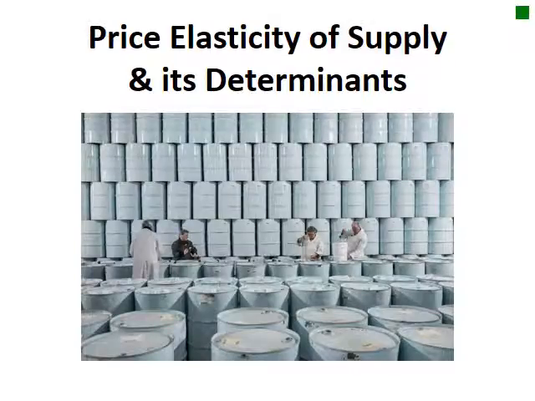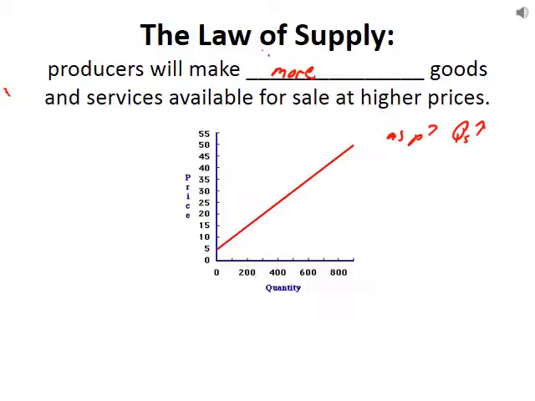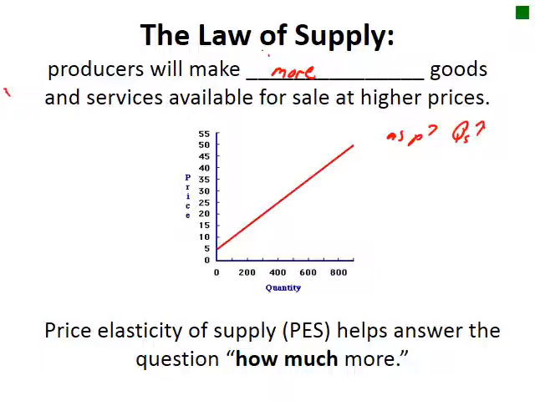So now we'll look at price elasticity of supply and its determinants. If you're curious as to what these drums are, these are giant drums of Quebec maple syrup. So the law of supply: producers will make more goods and services available for sale at higher prices. So as the price goes up, we know that quantity supplied is going to go up, and that's why we have an upward sloping supply curve.